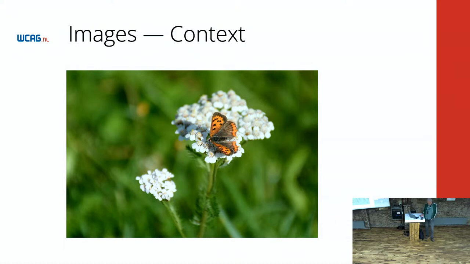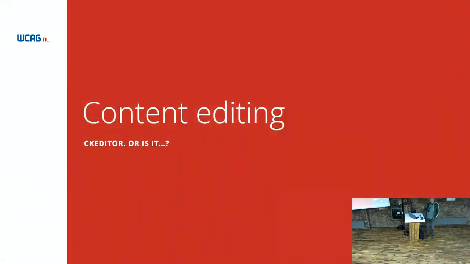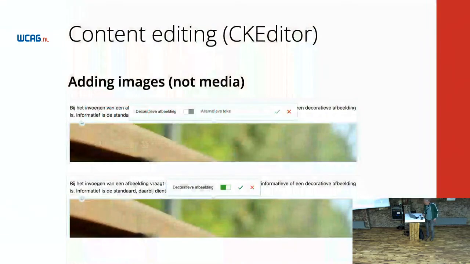So how does Drupal add images? Well, we get to content editing, mainly in CKEditor. Of course, you have the specific fields, but we have CKEditor here. So adding images, every image is unique. You can upload an image and say it's decorative or not. This is a standard feature from CKEditor 5, so this is standard in Drupal. You can just pull the switch and say it's decorative or not and add an alternative text if that's needed.